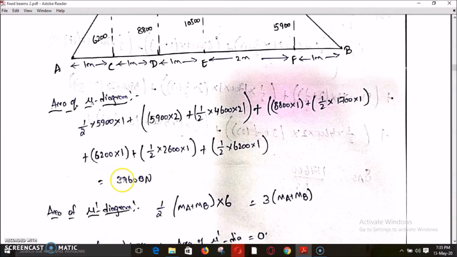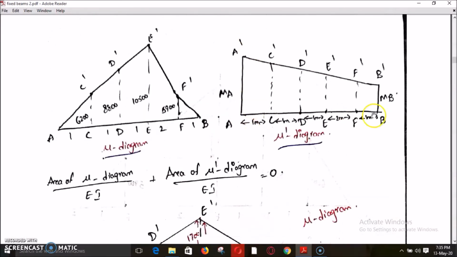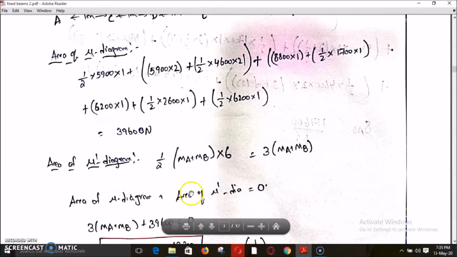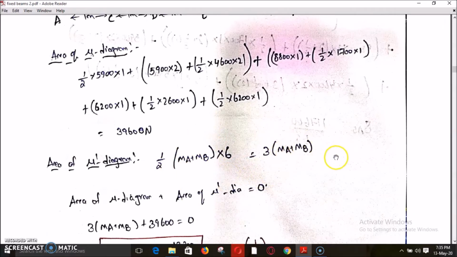So now we have the area of the mu diagram, and this is our mu dash diagram. For a trapezoid, the area is half into A plus B into L. My L is 6, and this is A and this is B. So the area is half into MA plus MB into 6. This is the area of the mu dash diagram, so it becomes 3 into MA plus MB.